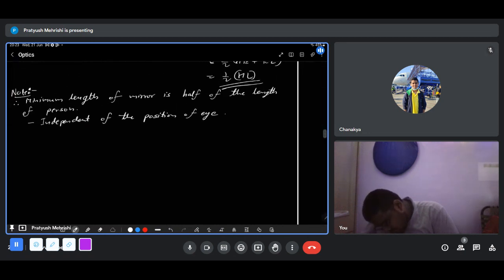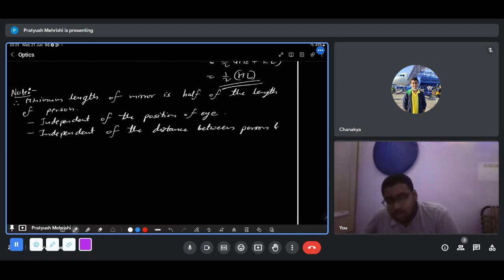Independent of the position of the eye. And second, it is independent of the distance between the person and the mirror. Okay, now write down a question based on this property of the mirror.